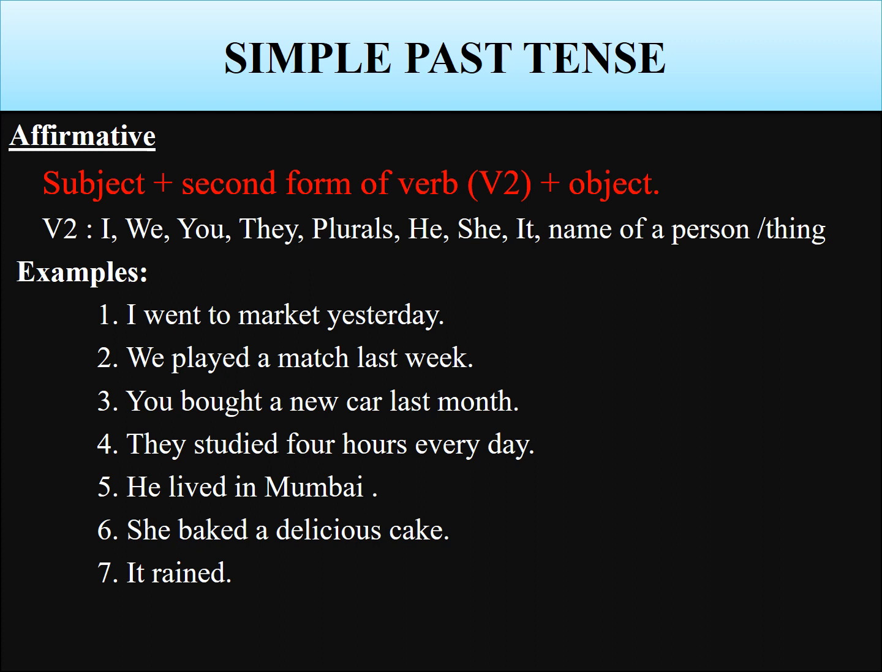For example, I went to market yesterday. We played a match last week. You bought a new car last month. They studied 4 hours every day. He lived in Mumbai. She baked a delicious cake. It rained. So, all these actions occurred in the past.